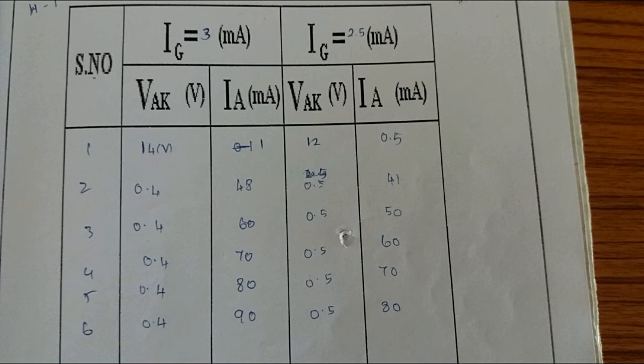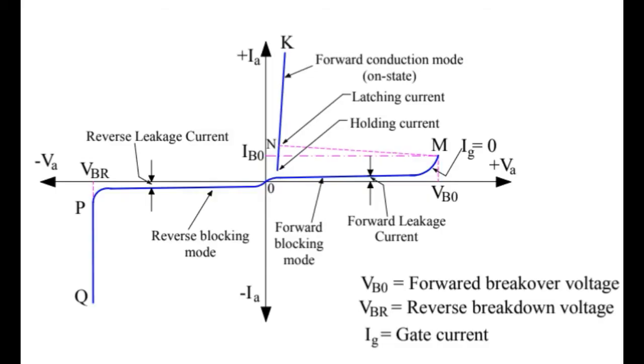So this is the tabular column. It will show for two different gate currents. This is for your reference. This is the characteristics of SCR. If you observe from this graph, VBO is nothing but forward breakover voltage. So till forward breakover voltage, there will be small leakage current. Once voltage reaches forward breakover voltage, thyristor will start conducting.